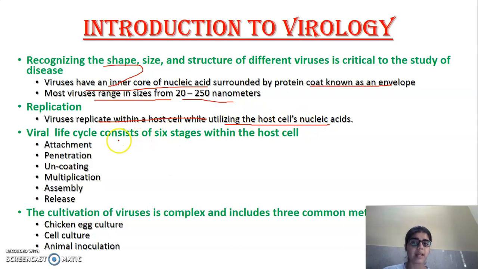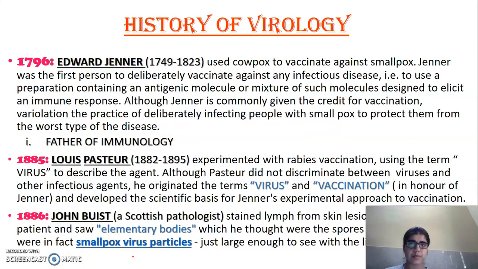The viral life cycle consists of 6 stages. That is, first is attachment to the host cell, penetration into the host cell, uncoating inside the host cell, multiplication of the virus using the host cell DNA, and the assembly and the release of the virus from the host cell. The cultivation of viruses includes chicken egg culture, cell culture or animal inoculation.